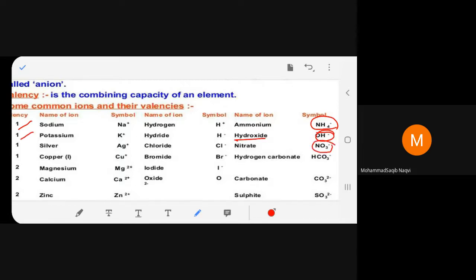Nitrate, NO3 minus, valency 1. Hydrogen carbonate, valency 1. Carbonate, it is 2 minus. Can you see this on top? 2 minus, valence is 2. Sulfate, no, it's not sulfate, sorry, it's sulfite, SO3. Sulfate is SO4, remember that. So valence is 2. Hope you have understood this much. Whatever is on the superscript becomes the valency of that particular ion. Is it clear?